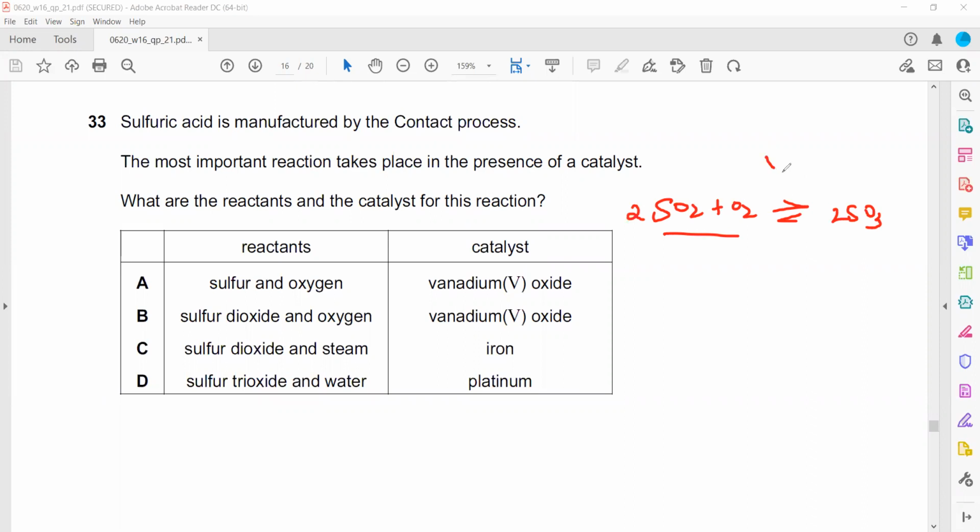And what is the catalyst? Vanadium pentoxide, or V2O5, is the catalyst. So sulfur dioxide and oxygen are the reactants and vanadium pentoxide is the catalyst. Iron is used as a catalyst for Haber's process, in which nitrogen and hydrogen react to form ammonia gas.